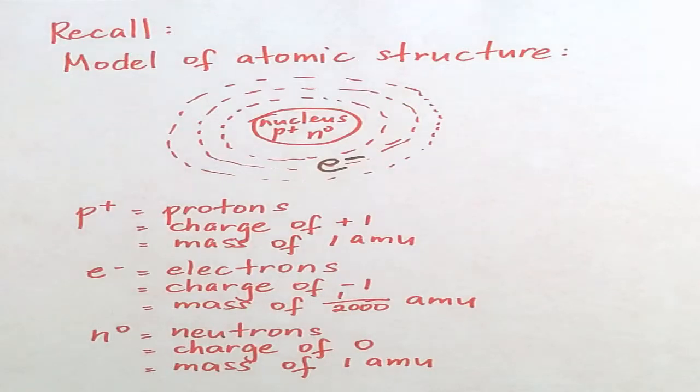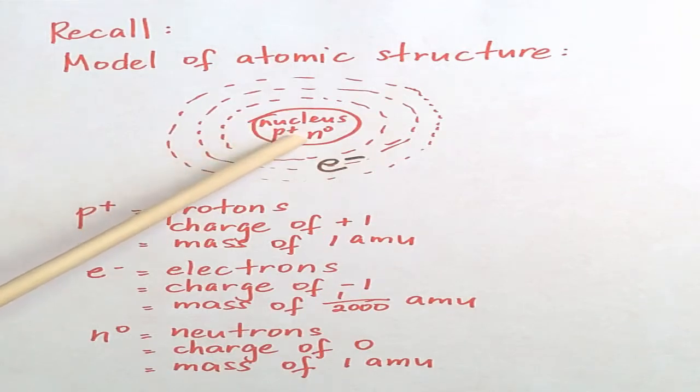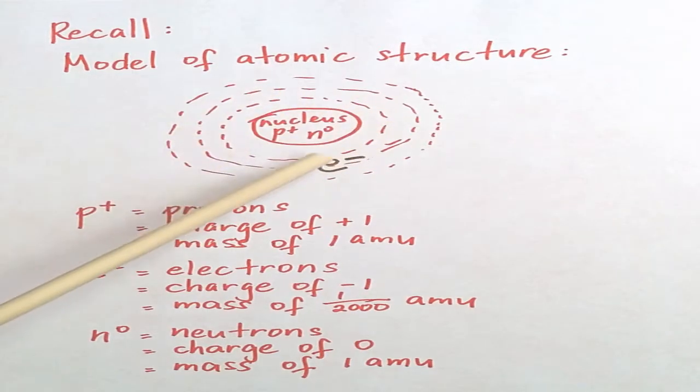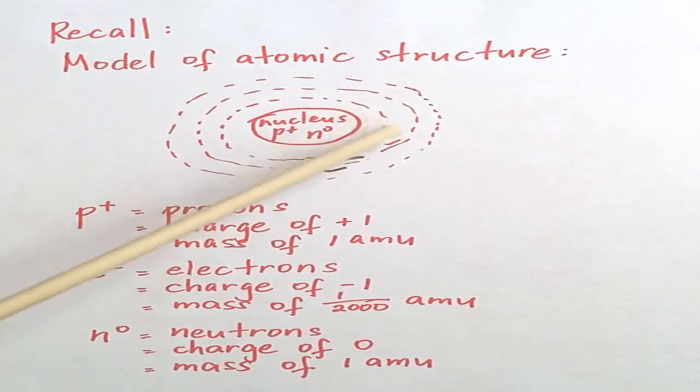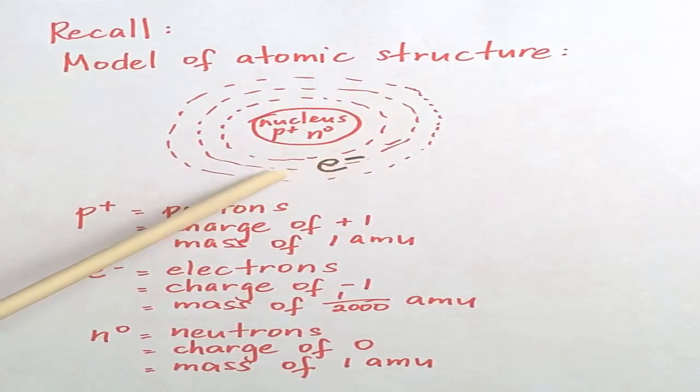To start with, let us recall our previous lesson. We have this model of the atom. It's based on the Bohr model, where we have the nucleus. Inside the nucleus, we have the protons and the neutrons, and around the nucleus, in concentric rings, we have the electrons.